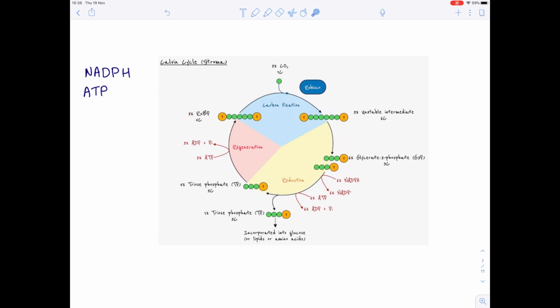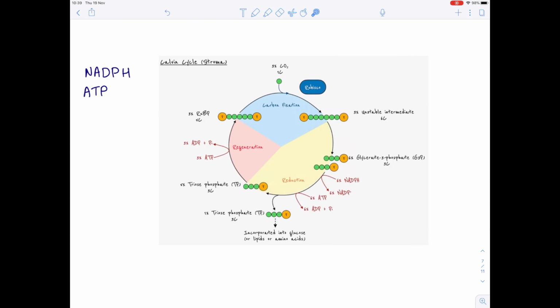Remember, it's a 5-carbon compound, and what happens is that the enzyme Rubisco fixes carbon dioxide in the atmosphere to the RuBP, forming a 6-carbon unstable intermediate, which you do not need to know the name of. That 6-carbon unstable intermediate immediately splits into the 3-carbon glycerate 3-phosphate, G3P, and then that G3P is reduced to triose phosphate, which is another 3-carbon compound, and that requires both ATP, you can see that going in here, and that NADPH, which came from the light-dependent stage of photosynthesis.